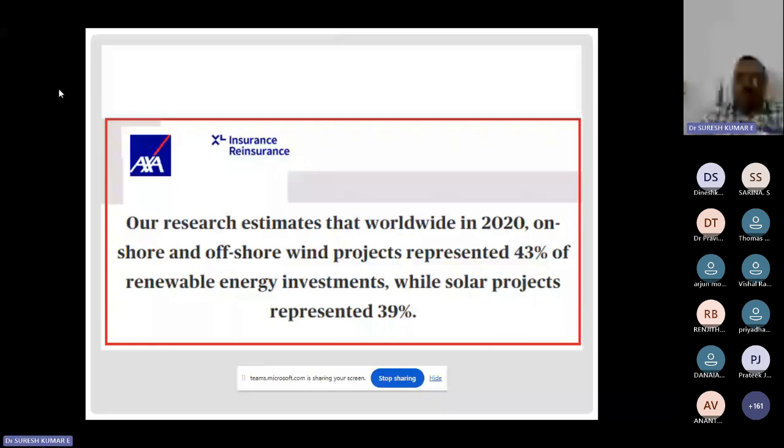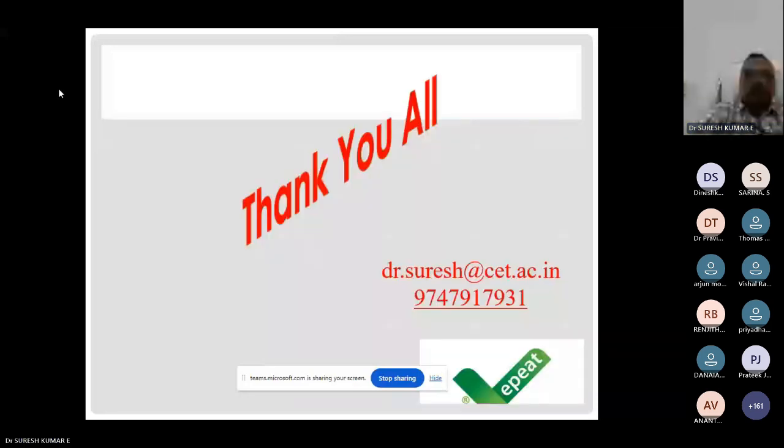Wind is above solar projects. Solar is only 39% of the total. With this, I'm concluding, and I thank all the participants. I hope that you did not get bored, because the subject is not absolutely pure engineering. It is something related to humanities as well as other subjects, environmental science and all those.